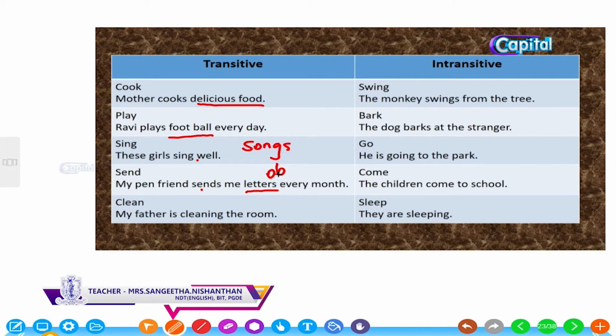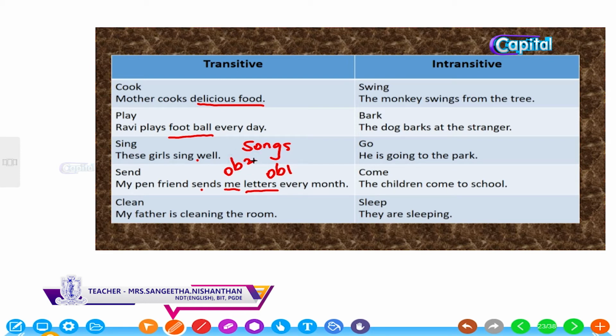To whom does she send? That also gives you the answer here. To whom does he send? To me. So, this is also an object. It gives an answer to both questions. This sentence gives an answer to both questions. So, it has two objects. This sentence has two objects.